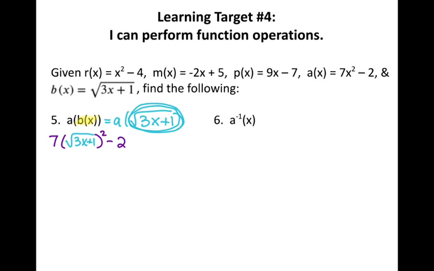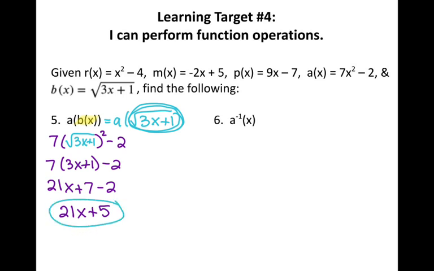From here, simplifying, square and square root cancel. So I have 7 times 3x plus 1 minus 2. Distribute the 7. That's 21x plus 7 minus 2. Continue to combine like terms, and I have 21x plus 5.